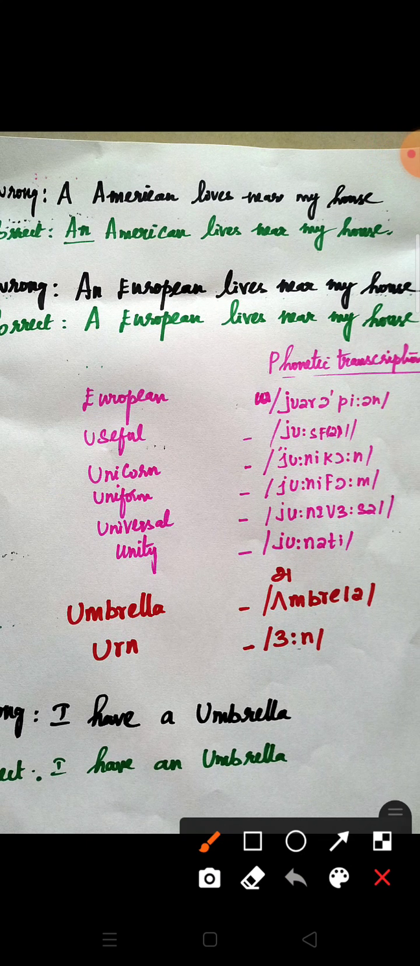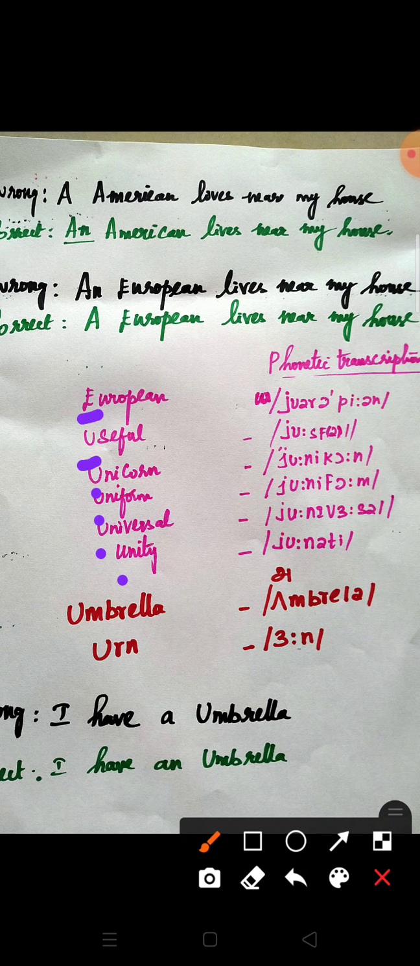European. See, this starts with E, U. Every word starts with the vowel letters E, U only. But the pronunciation, the phonetic transcription, is the sound of the word.